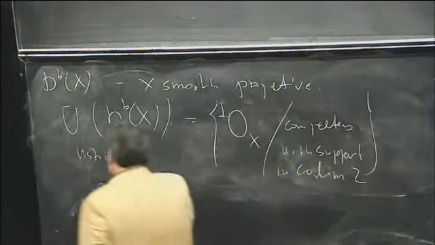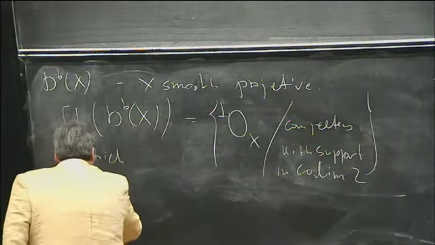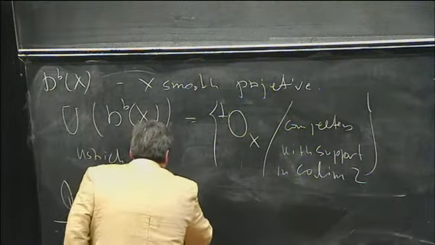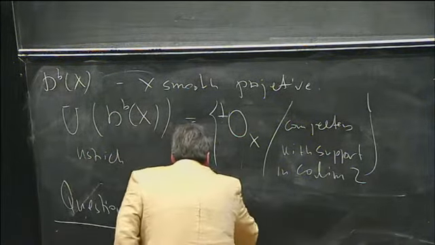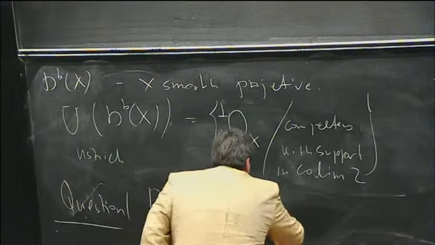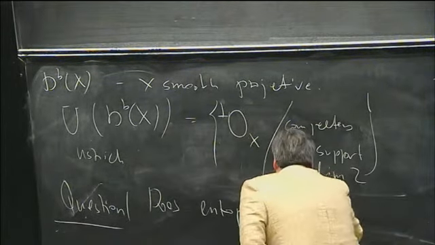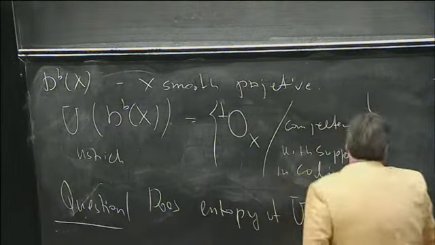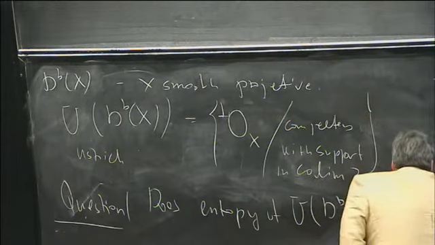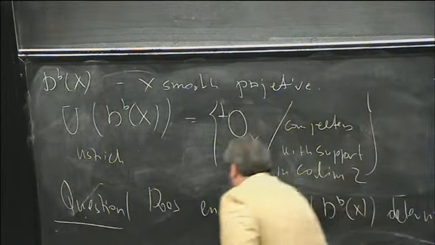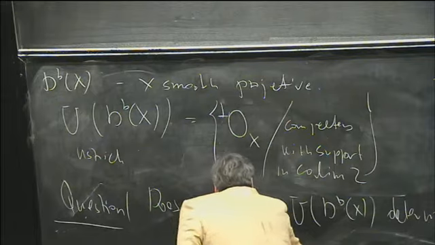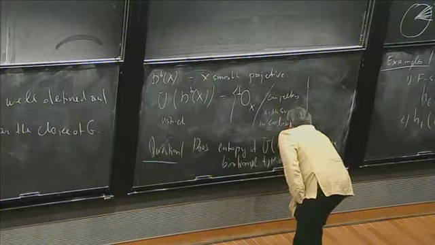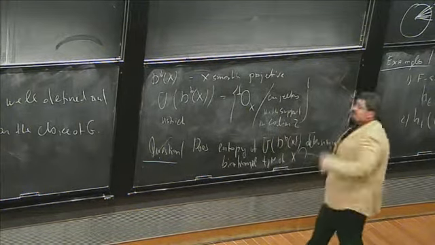All right, so let's just state it as a question. Does the entropy of U of D^b(X) determine the birational type of X? So I'll stop here.